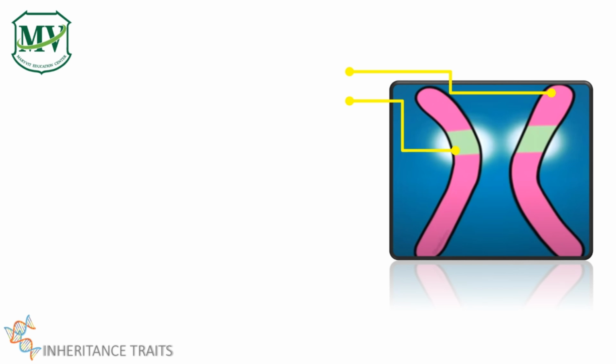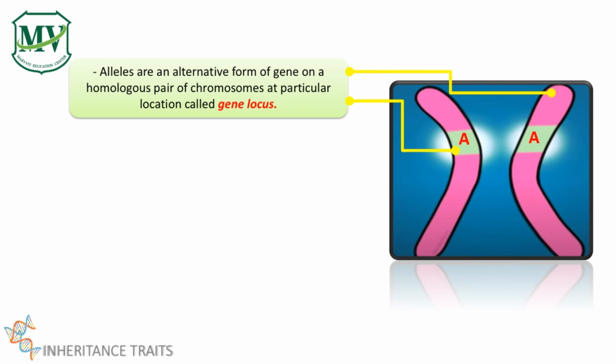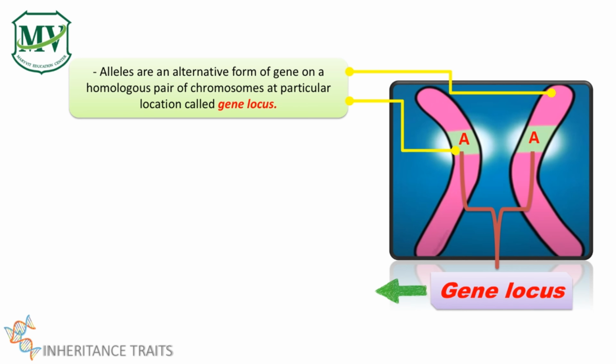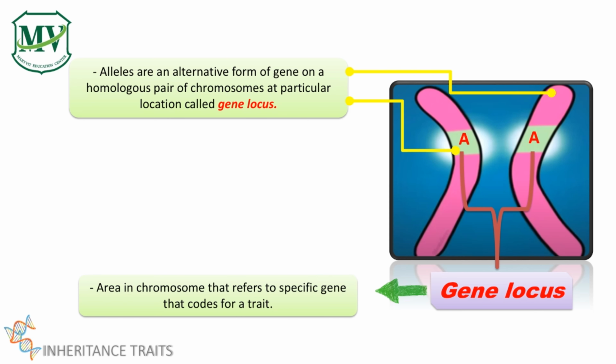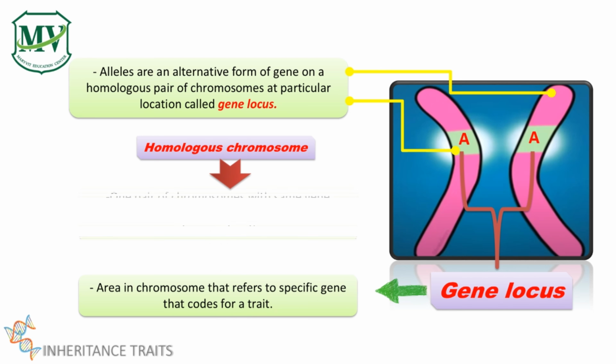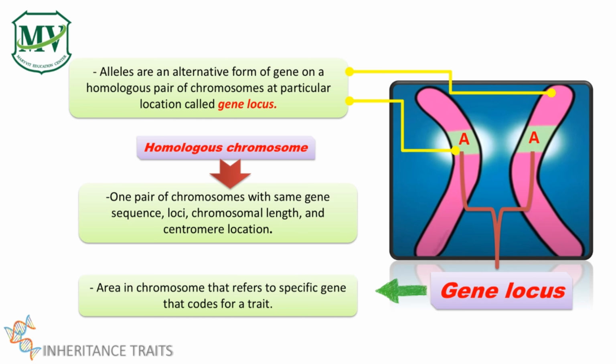Alleles are an alternative form of a gene on a homologous pair of chromosomes at a particular location called the gene locus. Gene locus is where the different genetic code is found. Those genetic codes are the traits being inherited from your parents. In addition, a homologous chromosome is a pair of chromosomes with the same gene sequence, loci, chromosomal length, and centromere location.